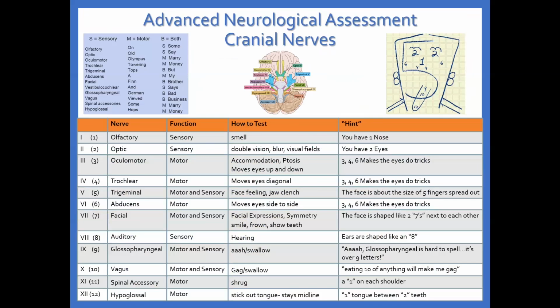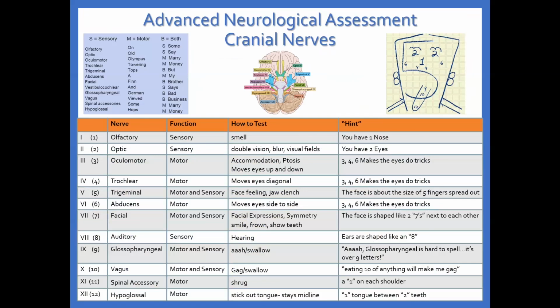3, 4, 6 makes the eyes do tricks. I love that rhyme. 3, 4, 6 are your eyes moving through the visual fields: up, down, diagonally, and sideways. You don't need to know which ones do which. I'm not going to test you on which ones do which. 3, 4, 6 makes your eyes do tricks. So if you are doing your visual fields, you're testing cranial nerves 3, 4, and 6.